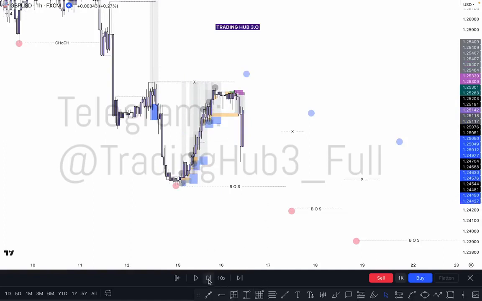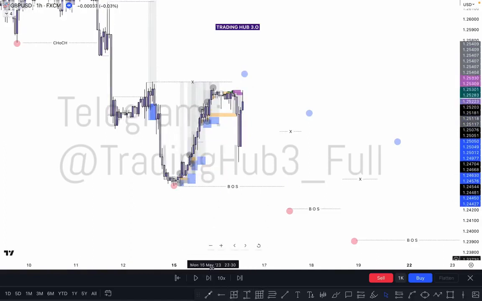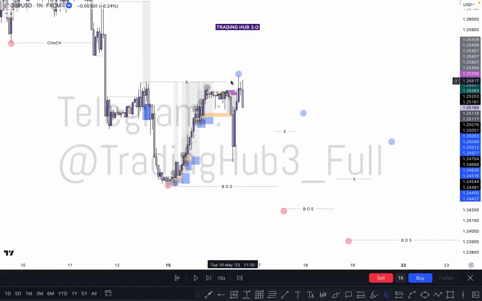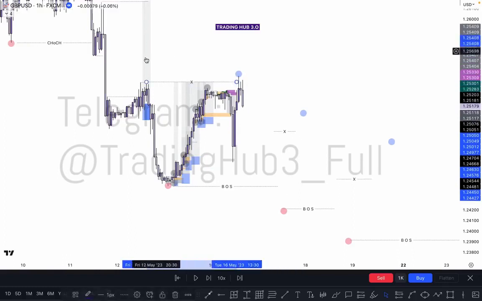Either if the market takes out this inducement, then we are interested in the sell because the higher time frame inducement was taken out, and this is our pro trend entry at this point. Why? Because this candle took out the liquidity and the higher time frame inducement, and this is our main trend move.